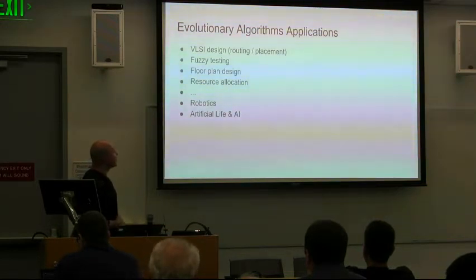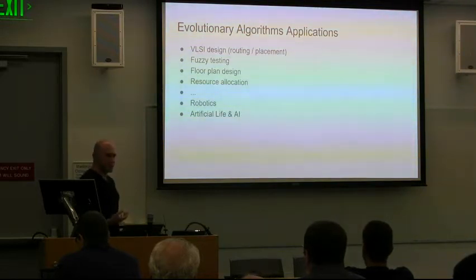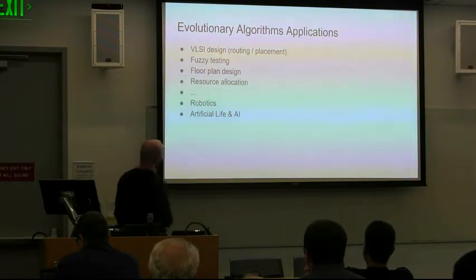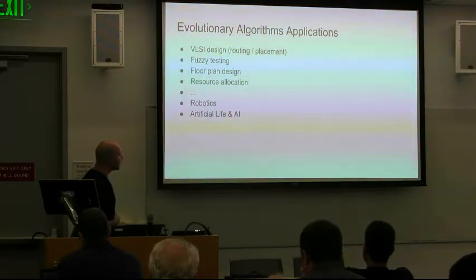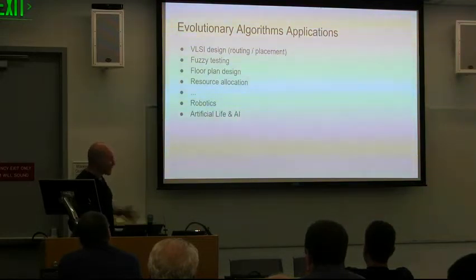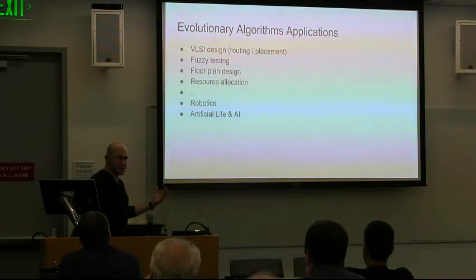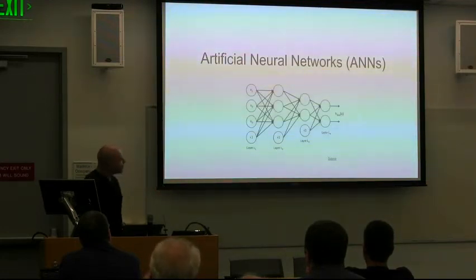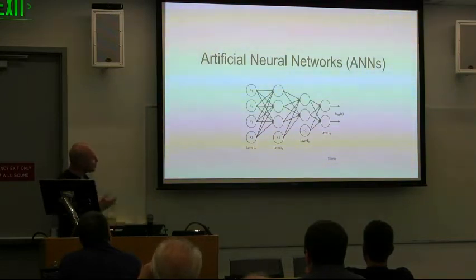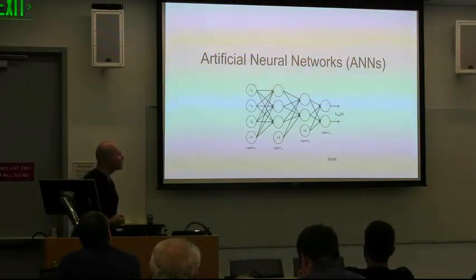since evolutionary algorithms are optimization algorithms, they can be used for any optimization problem. My particular interests are the last two, robotics and artificial life and AI. But not only, like the biggest problem has nothing to do with AI, it's just a pure optimization problem. And this is the second important concept I want to introduce here.